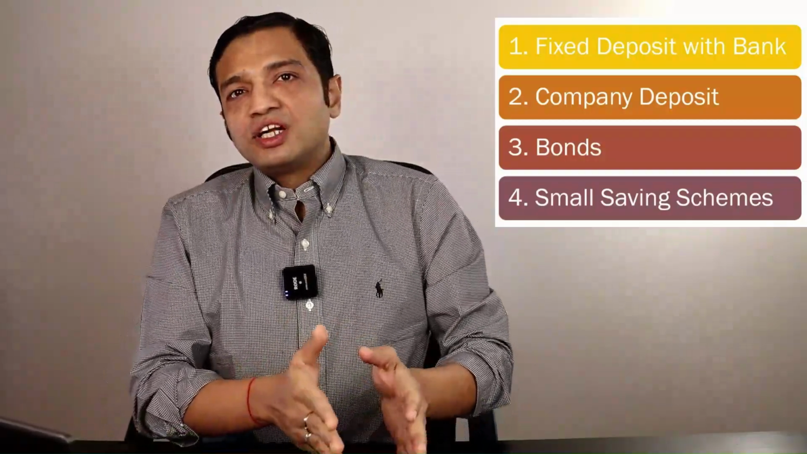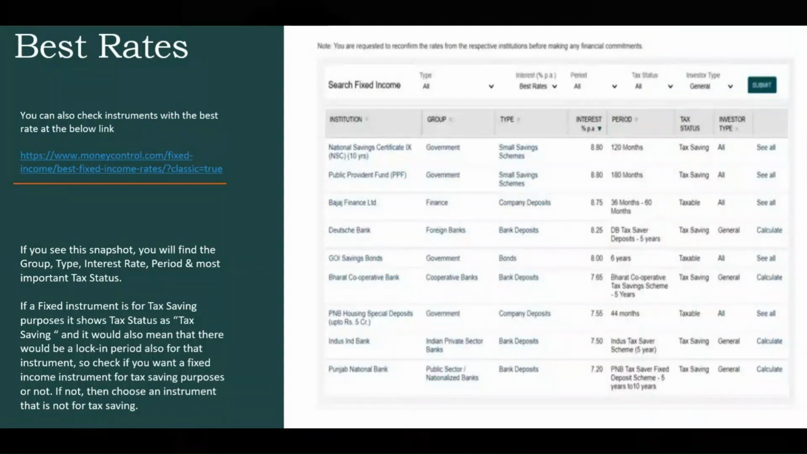Okay, next. I tell you that you have these 4 products available. You have these products available from various banks. You have these products available from Government of India. Now you know all the products. But you want to see where you can find the best rate of interest. So for that purpose, you can see the link that I'm sharing along with the snapshot here. This is the way you get on moneycontrol.com the best rates that are available for your fixed income instruments. So you can check this link and figure out, when you are investing, what are the best rates on offer.